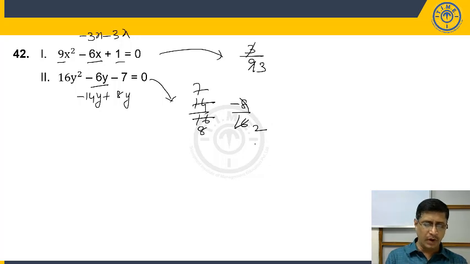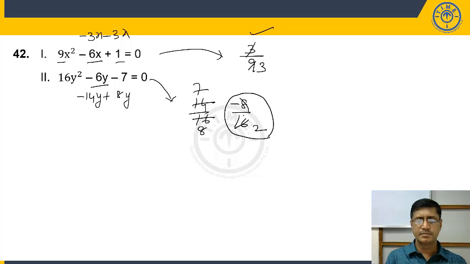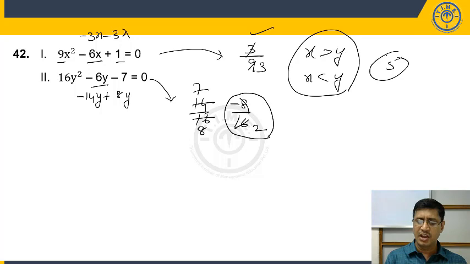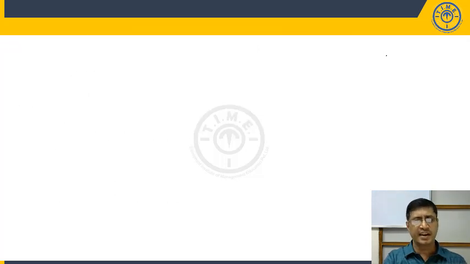Now what is the relationship? The negative value is less than the positive value, and between 7 by 8 and 1 by 3, 7 by 8 is more than 1 by 3. So one time x is greater than y, the other time x is less than y. So what is the relationship? There is no relation. It is not possible to make any relationship between these two roots. Now the right choice is option 5. The fifth choice is the right answer.